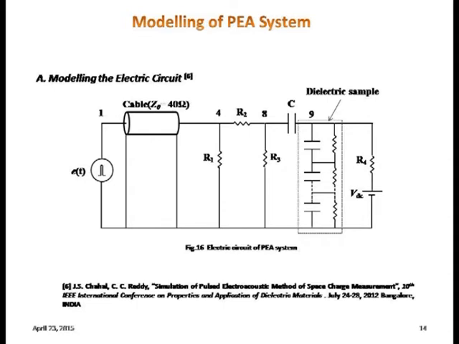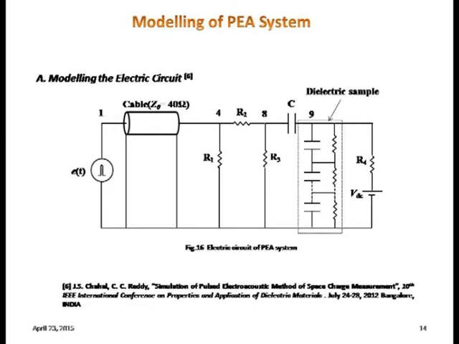Here the DC source, through some resistor, is coupled to the sample. The sample can be modeled as a capacitor in parallel with a resistor, like this: several small capacitors and resistors in parallel. So this is your DC source, and here this is the pulse source. Normally the pulse source is supplied through a cable.